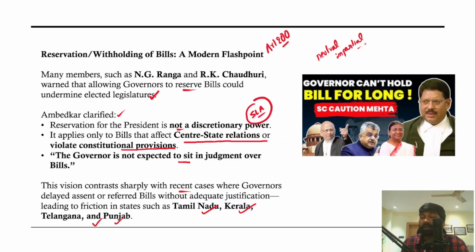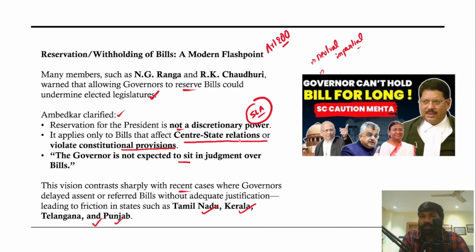Governor must not act as an agent of the central government. So, governor must be bound by the constitutional principles as well. Must uphold the dignity of the office of the governor as a constitutional office. Right? So that's how you can also conclude this.